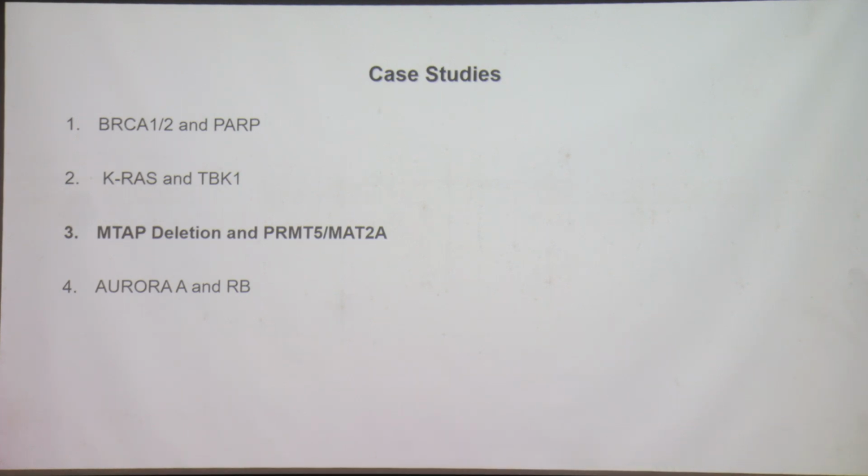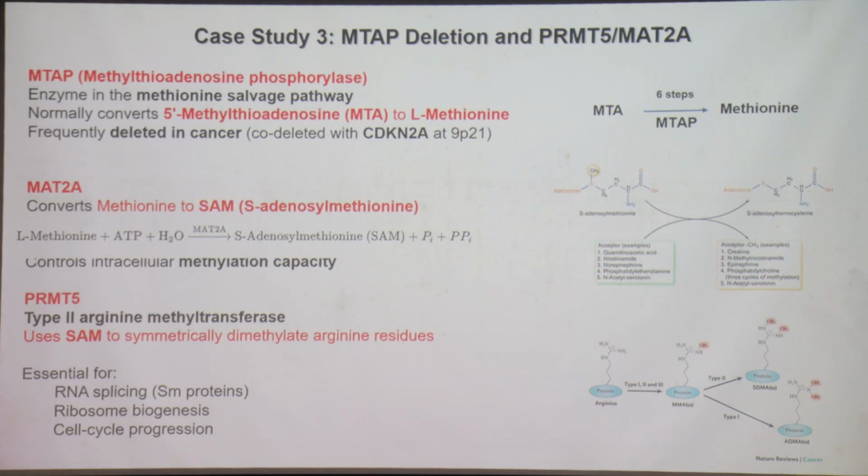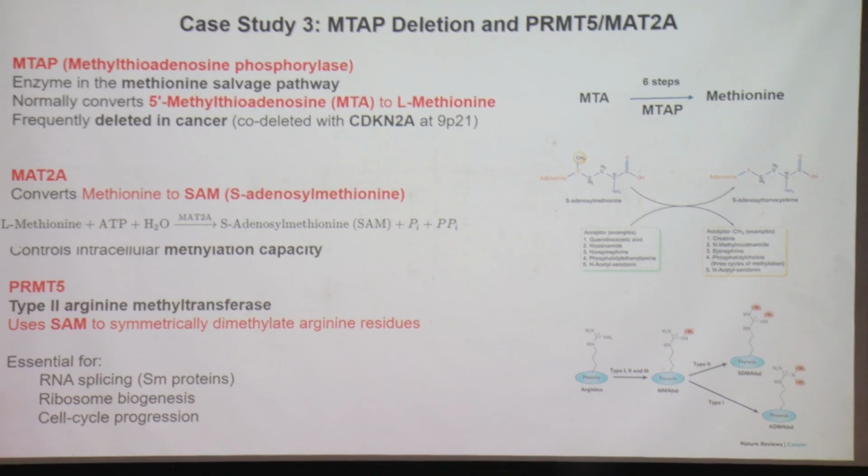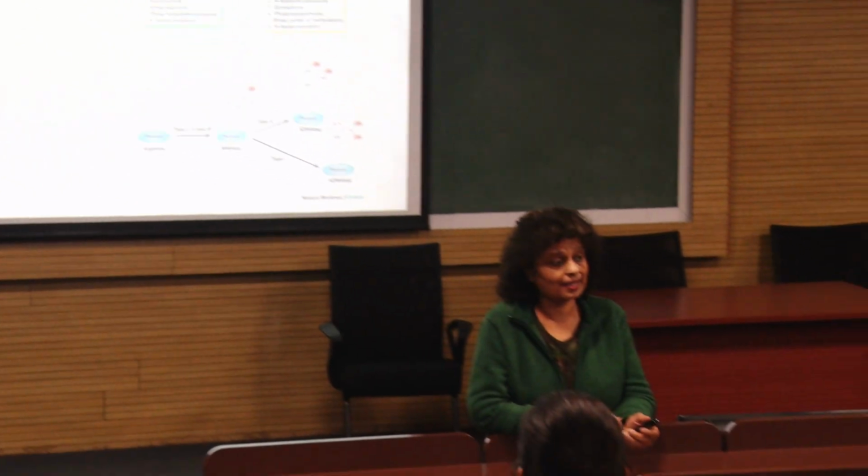There are three proteins that we have to consider: MTAP, PRMT5, and MAT2A. I will tell you the functions of each of them, and then we'll see how they crosstalk with each other. So MTAP is methylthioadenosine phosphorylase. Do you guys know what phosphorylase enzymes do? How do you define a phosphorylase enzyme? Anyone? It removes the phosphate? No, that is a phosphatase.